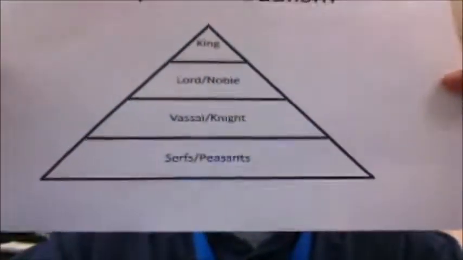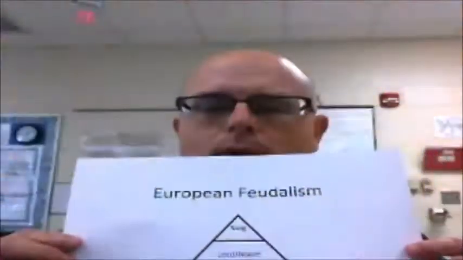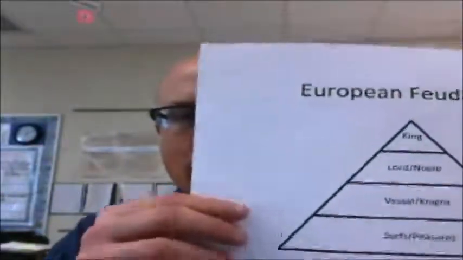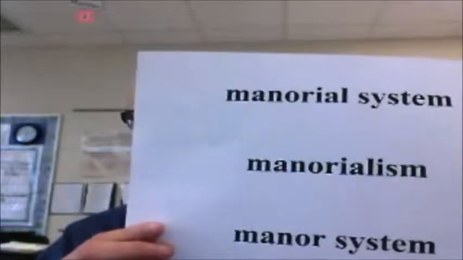idea of European feudalism. By the end of this tutorial, there's a couple things I need you to know. Number one, I need you to recognize what this diagram is and what it means and how it works. By the end of this tutorial, you should know what this diagram is and how all these people are connected.